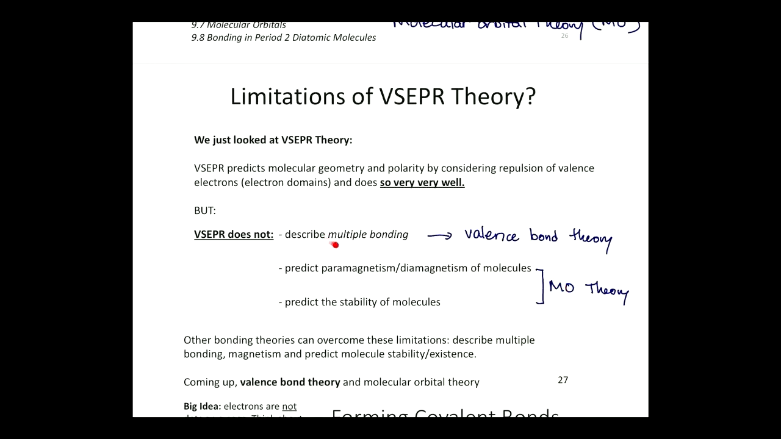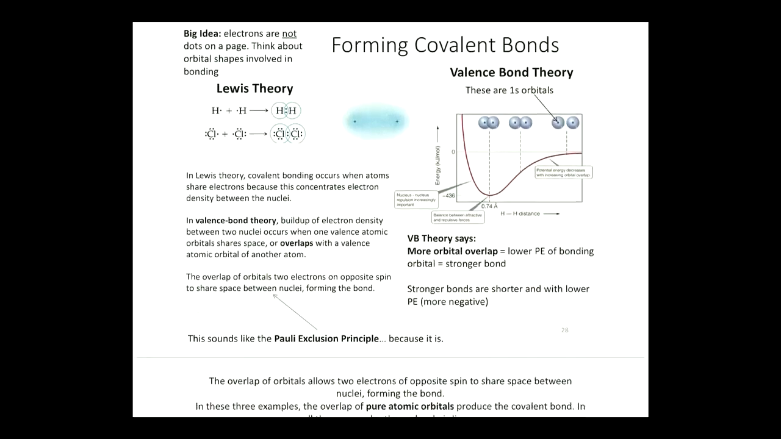So VSEPR theory does not describe multiple bonding, so we need to use valence bond theory to do that. And then these last things, Lewis structures and valence bond and VSEPR theory don't predict magnetism and can't predict the stability of molecules, like whether they exist or not. And that's where we bring up MO theory, and that's the last advanced theory we'll talk about here. So we're going to talk about valence bond theory first, and it will hopefully clarify the idea of resonance also. So it's going to do a lot of things.